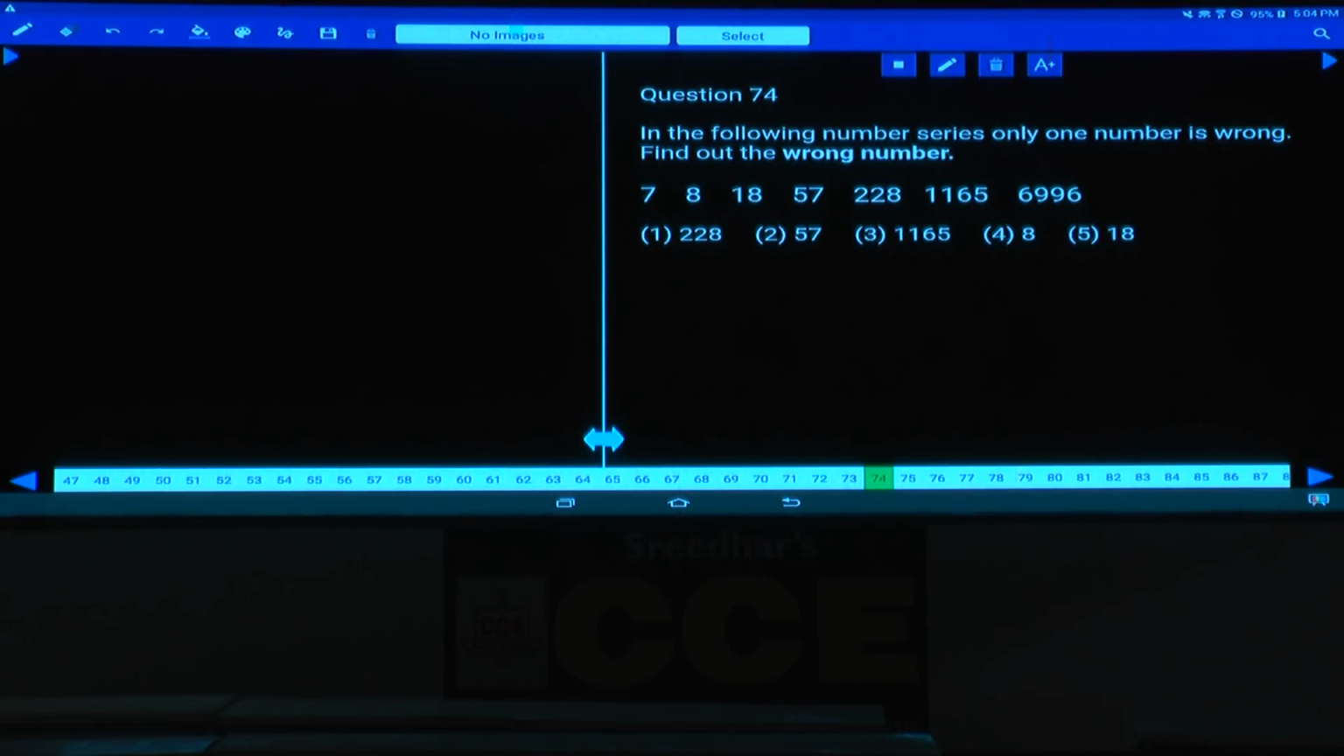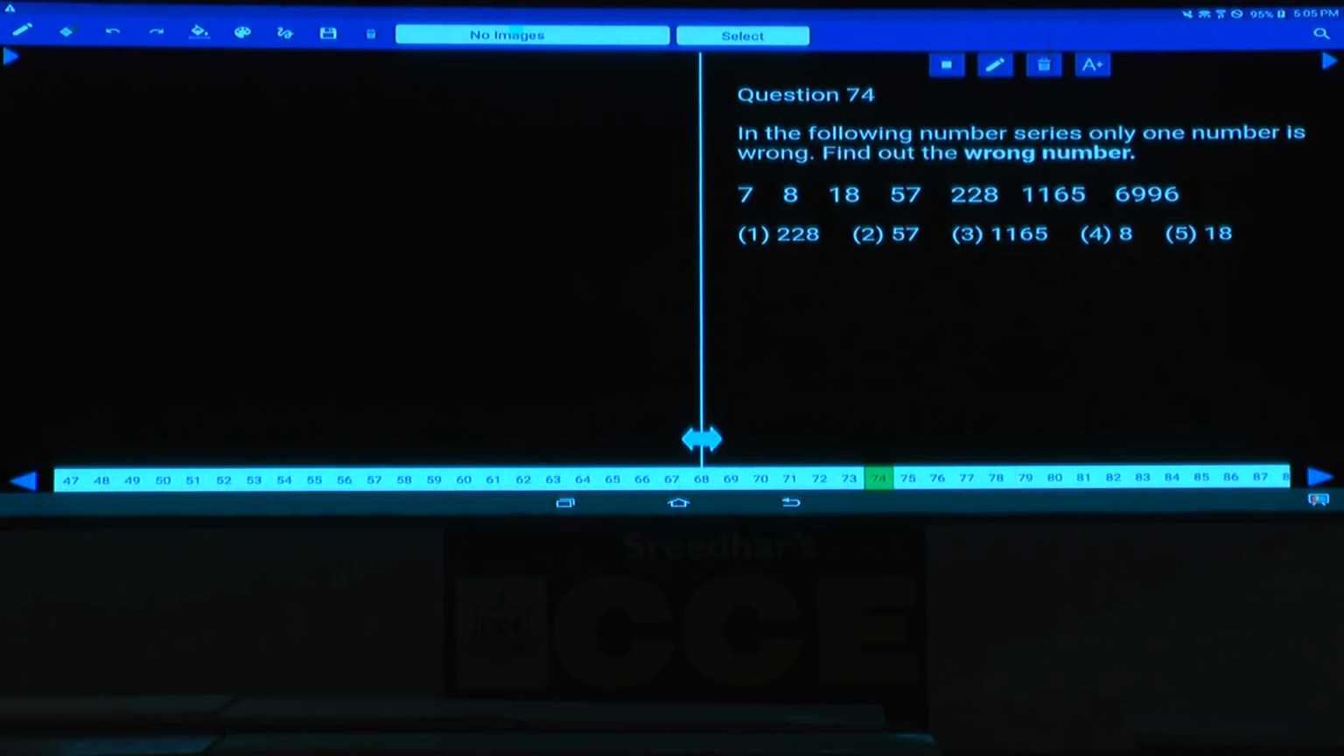Now in this question number 74, if you observe here, the numbers are increasing at a very faster rate. Started with 7, and ending at 6,996. Hence it must be under which category? Product or combination. But 7 and 8 cannot be related in the product, hence it must be under combination. Now 7, 8, 18, tell me what are the numbers? 7, 8, 18, 57. Next one is 228. Now 228, 1165. And what is the next number here? 6996.